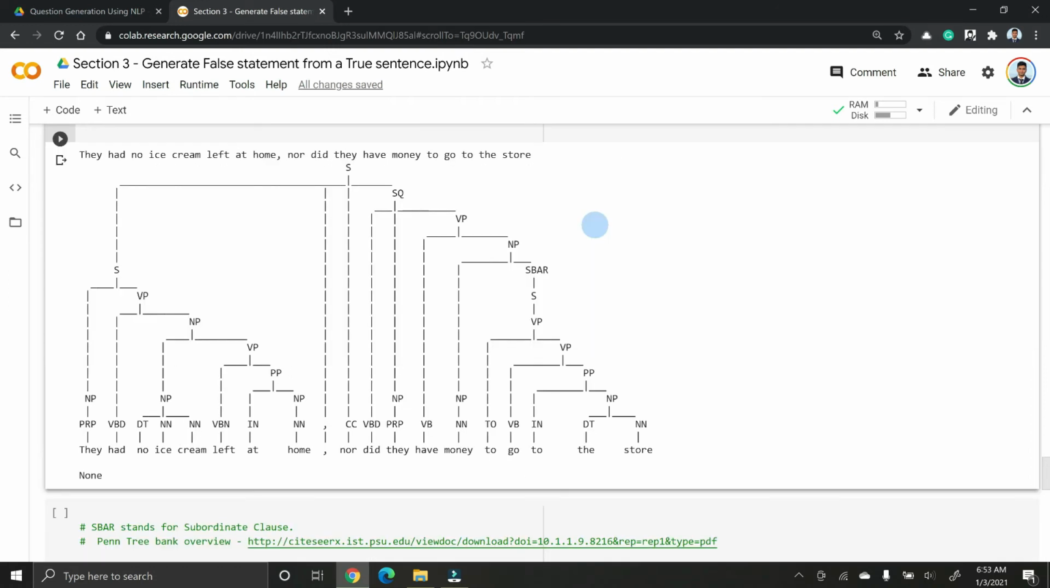If you see, this is how the tree looks, where the top root node has 4 different nodes underneath it, where the first node is a sentence: they had no ice cream left at home. Then there is a node for comma. Then there is another node for nor. And the fourth node is this, where you have did they have money to go to the store. As I mentioned previously, sometimes you don't have 2 nodes like a binary tree. Here you have multiple nodes.